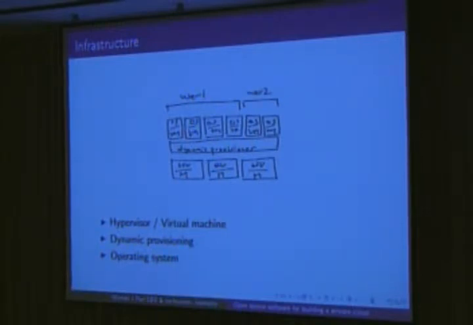right? And on top of that hardware, you're going to have a hypervisor. That's the HV, right? And sitting on top of the hypervisor, you have the dynamic provisioner, which is going to use the hypervisor to provide you with virtual machines. That's the VM. And on top of those virtual machines, you have the operating system. So Amazon's EC2 is really only the dynamic provisioner, right? It doesn't do any of the other stuff. And so today we're going to look at this whole thing here.